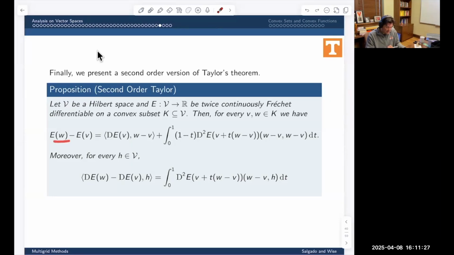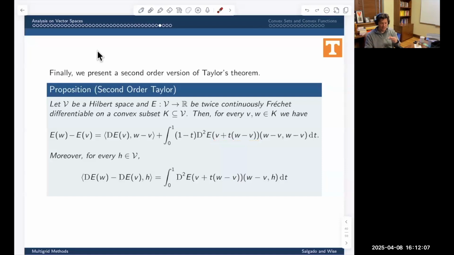So we have E(w) minus E(v) is equal to DE(v) acting on w minus v. So this is the first Frechet derivative evaluated at v. v is kind of our expansion point. And if you like, you can take this term and move it over to the right-hand side, and it changes its sign from minus to plus. So this is the first derivative piece, but the second derivative piece is a little bit funny looking. It looks like this. This is our second Frechet derivative, and remember, it has to be evaluated at a point.